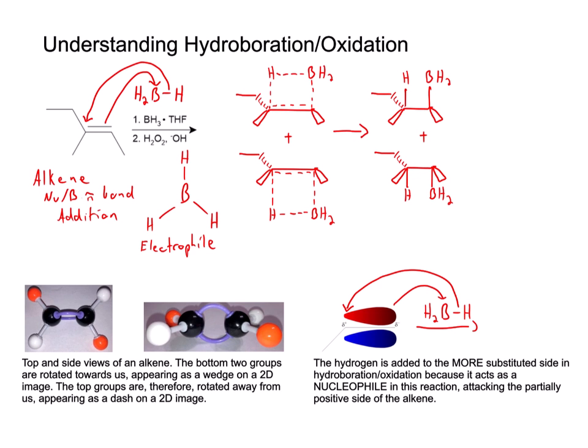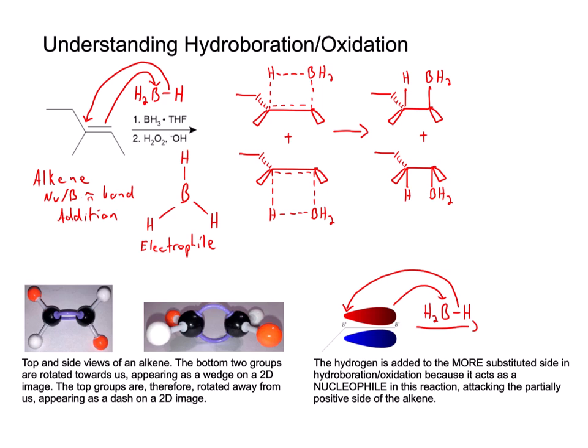One of the more important things to note in this reaction is that the hydrogen is added to the more substituted side, which I will regrettably call anti-Markovnikov, and that is because the hydrogen in this reaction acts as a nucleophile, attacking the partially positive side of the alkene that develops when the alkene attacks the boron, as shown in the bottom right figure.